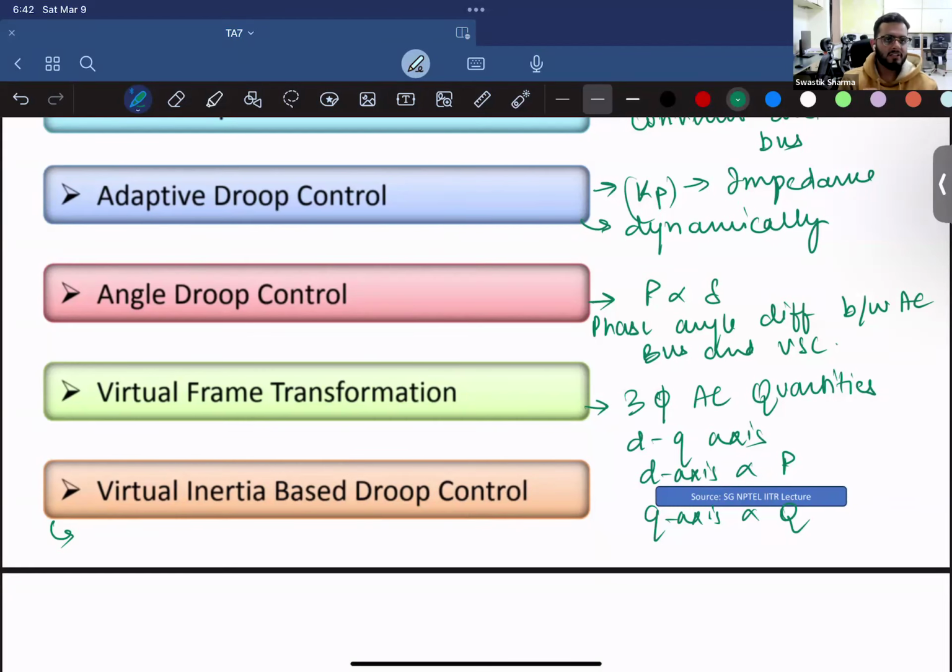But in renewable energy sources, you don't have inertia, because there are no rotating parts involved, right? So what kind of inertia could you have? What you can do is introduce a virtual inertia.